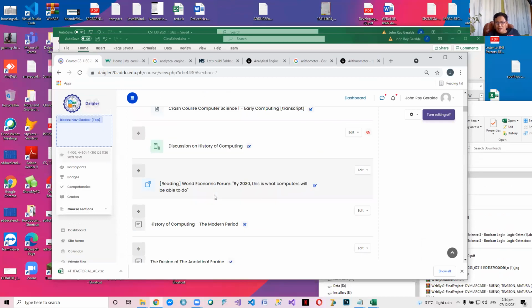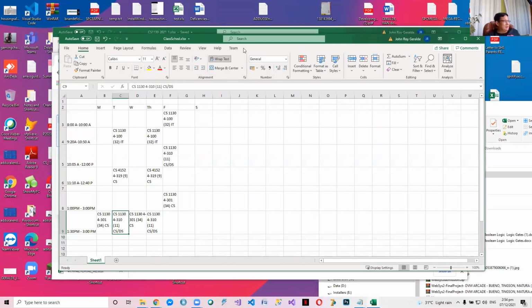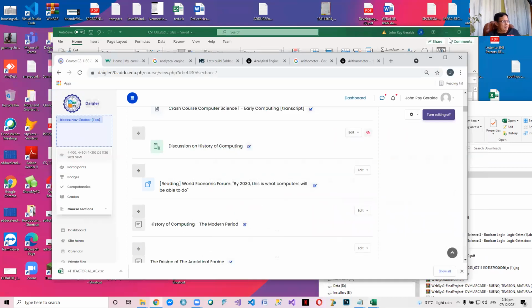Can we change the number in memory? Yes. It depends on the program. What I'm showing is the factorial of 4. But you can do a factorial of 5 or a factorial of 6.